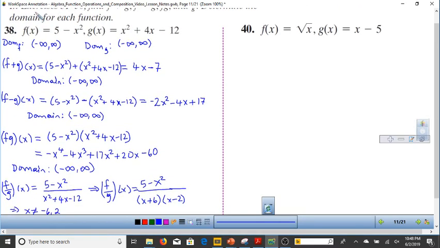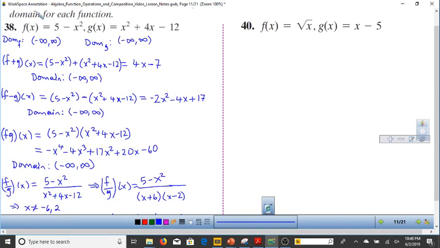Now let's go over to the other example here. I'd like you to pause the video, try this one on your own, and then check with the work that I've done to see if you get a similar result. Now, first we identify the domain. The domain of f, in this case, is just non-negative real numbers, from 0 bracket to infinity. So 0 to infinity, including 0. And g is a polynomial, so its domain is also all real numbers, as with the previous example.